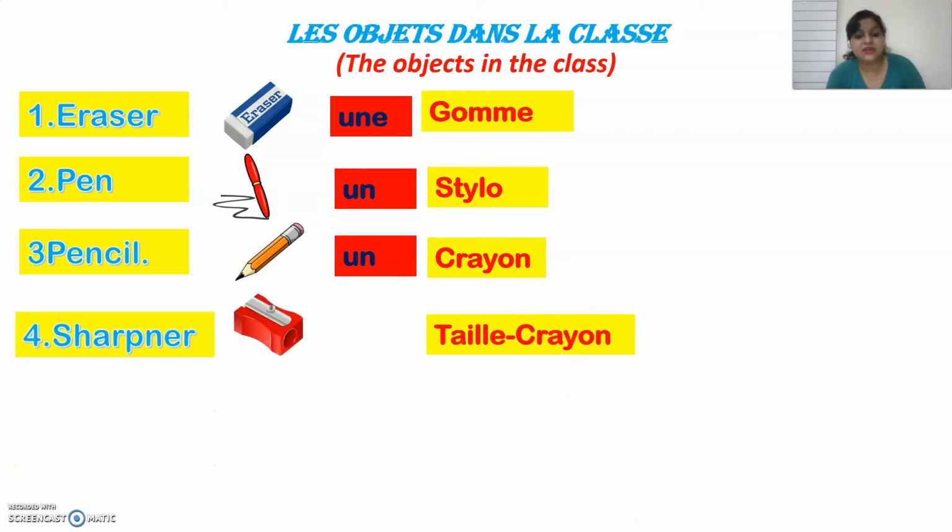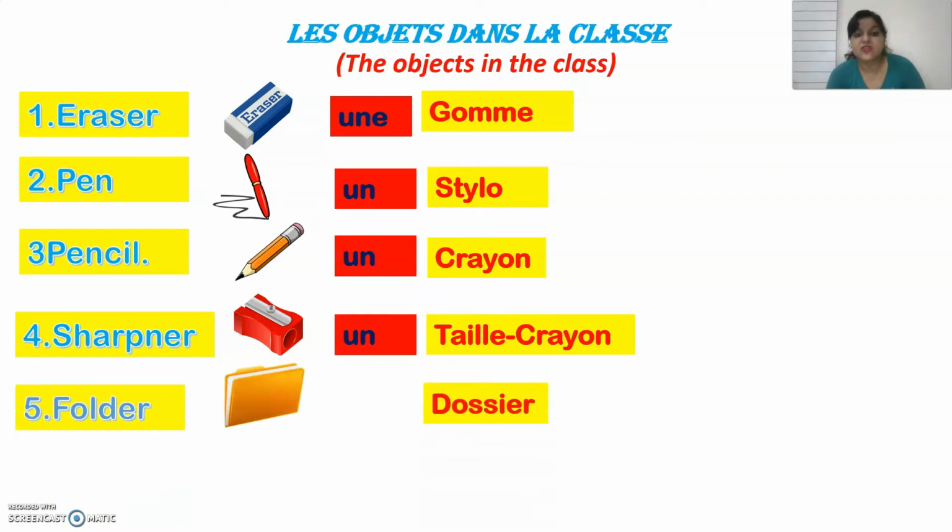Sharpener. To sharpener we say taille crayon. And taille crayon is also masculine. So I will write down a taille crayon. Folder. Folder we say it as dossier. And dossier is also masculine. So I will write down a dossier.